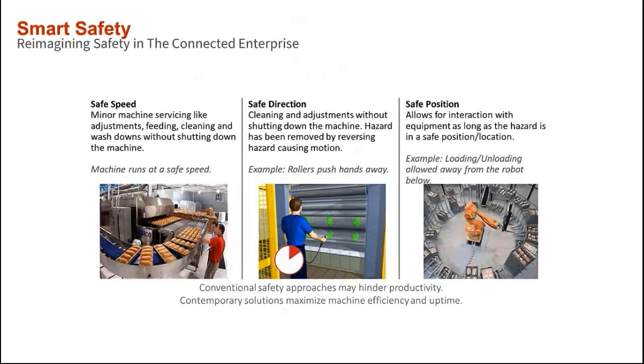We can also do safe position monitoring, so we can monitor where an axis is at all times. If we want to keep it in a certain window, we can keep it in that window and make sure that it doesn't interfere if we're working in another area of the machine.